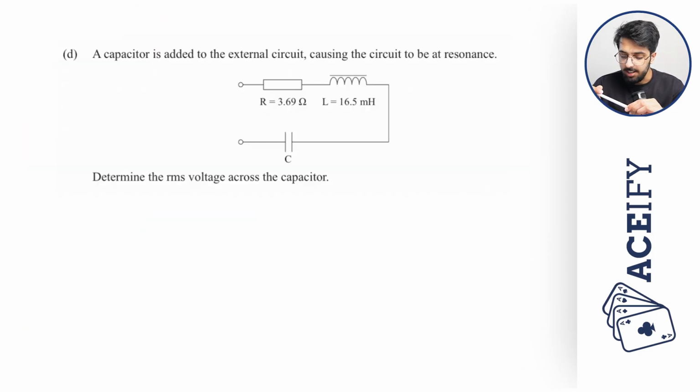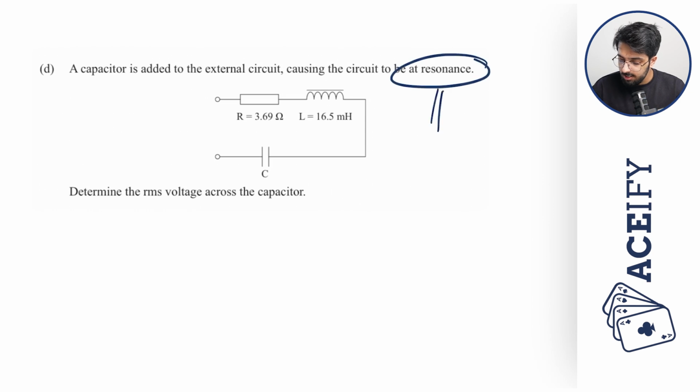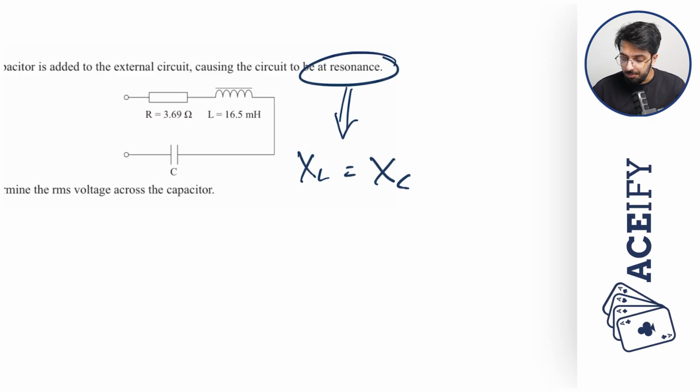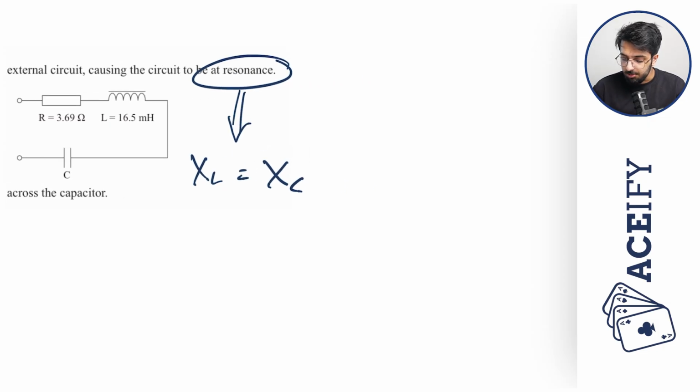A capacitor is added to the external circuit, causing the circuit to be at resonance. Determine the RMS voltage across the capacitor. Alright, so when the circuit is at resonance, that is when the reactance of the inductor is equal to the reactance of the capacitor. Now we just found out the reactance of our inductor, and that was equal to 5.18 ohms, and so therefore the reactance of our capacitor is also equal to 5.18 ohms.